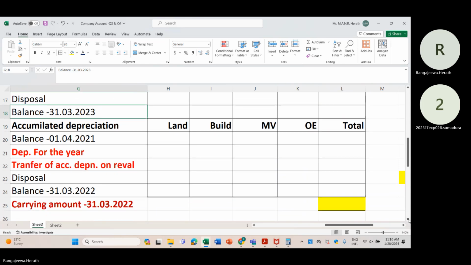Then the accumulated depreciation: opening balance 1st April 2022. Depreciation for the year, transfer of accumulated depreciation. The accumulated depreciation on the revalued assets is transferred, then disposal, closing balance. So finally, the carrying amount at 31st March 2023.